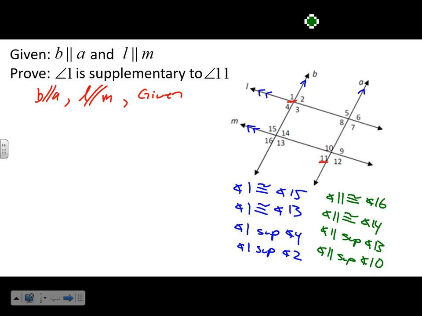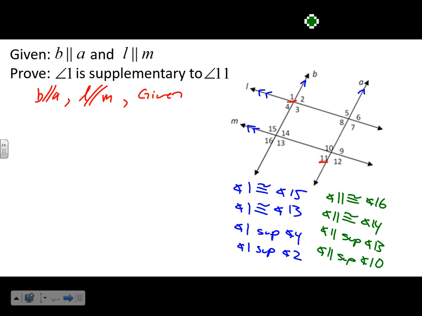So now again, I'm going to start with angle 1. Again, you could start with angle 11, and I'm going to go to 13, 14, 15, 16, and then over to 9, 10, 11, and 12. So how should I go from 1 to, which one should I use?